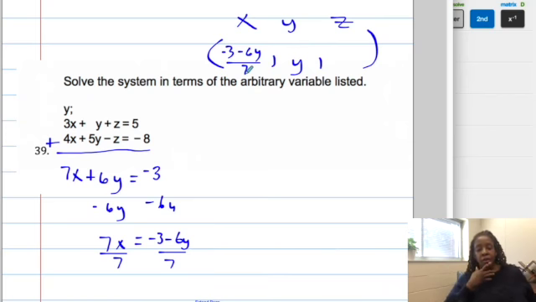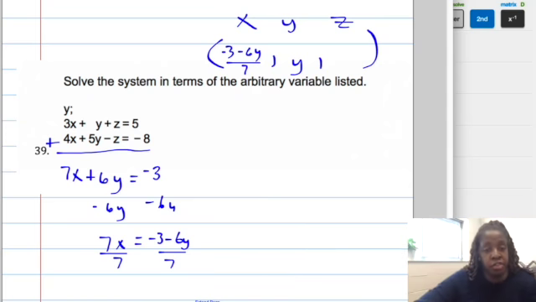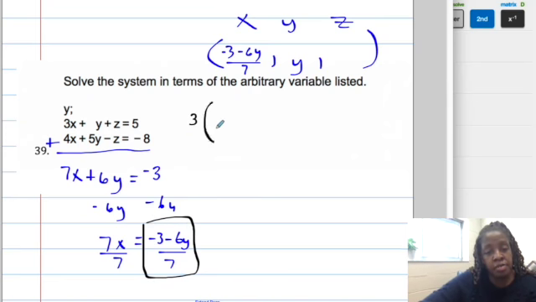Now, how on earth are we going to find out what z is? It looks to me like we're going to be plugging in these values back into these equations right here. So I'm going to start with the top equation, and I'm going to plug in right there. So wherever I see an x, I'm going to put this value that I just got here, this negative 3 minus 6y over 7. So 3 times negative 3 minus 6y over 7 plus y plus z is equal to 5.